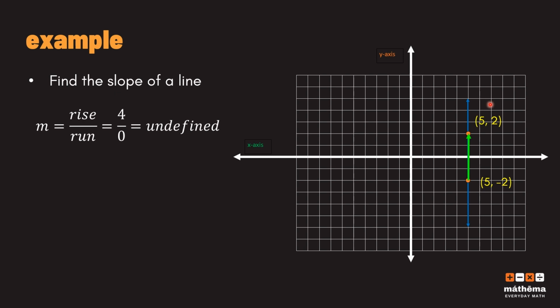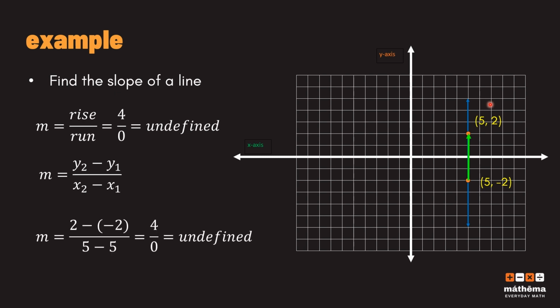Using the 2-point method, so we have y sub 2 minus y sub 1 over x sub 2 minus x sub 1. So again, still we will get undefined. So therefore, the slope is undefined, vertical line. So basically, if you are given a vertical line and then asked of the slope, the answer is always undefined.